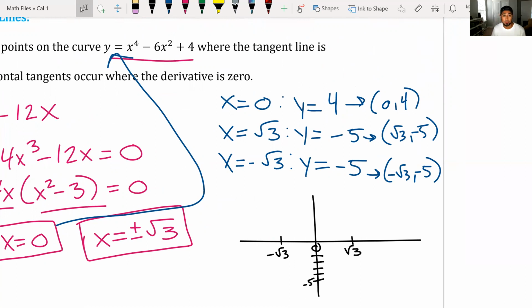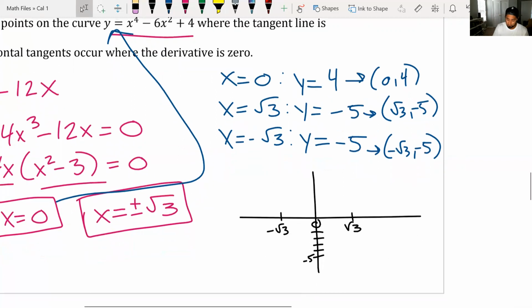It's just a sketch. X to the 4th, that is a positive leading term with an even degree. And a positive leading term with an even degree will always open up. Both tails will open up. Now, we know we have points where vertical tangents exist, so let's plot those points first.